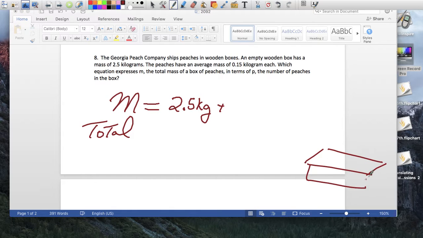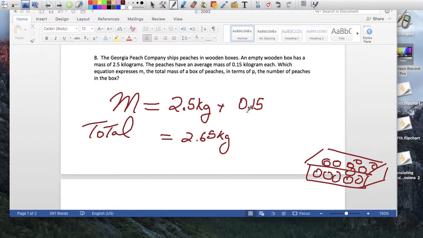So here's your box again. And inside, we're going to put peaches, however many we can fit inside. So the total weight of this box is going to be for sure 2.5 kilograms, which is the mass of the box, plus 0.15. So if it was one peach and one peach only, it would be 2.5 kilograms plus 0.15 kilograms, right? Plus one peach, and that would give us 2.65 kilograms, right? Because that's one peach added to that.